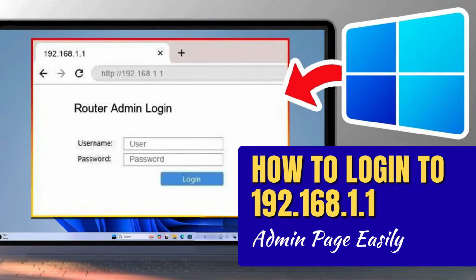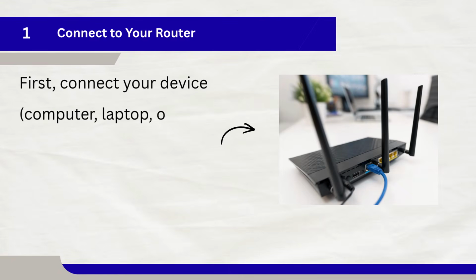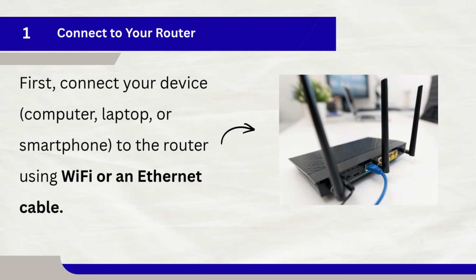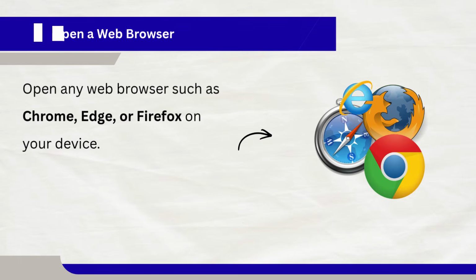How to log in to 192.168.1.1 admin page easily. 1. Connect to your router. First, connect your device, computer, laptop, or smartphone to the router using Wi-Fi or an Ethernet cable. 2. Open a web browser. Open any web browser such as Chrome, Edge, or Firefox on your device.